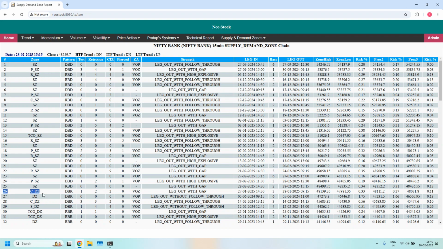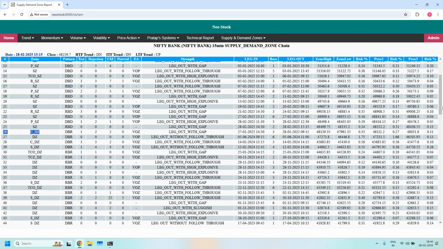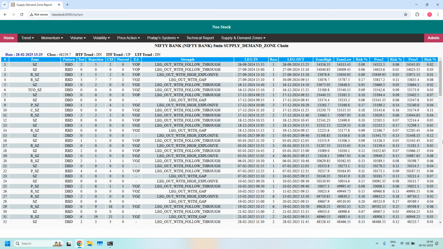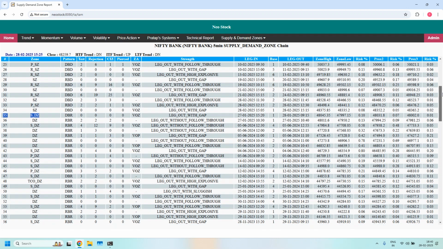This is the nearest demand zone to the current closing price. Let me adjust it in the center. Okay, next the 5-minute supply demand zone chain for Bank Nifty. All these are supply zones. I'm scrolling the list down. The 35th zone is the nearest demand zone to the current closing price. Let me adjust it in the center.